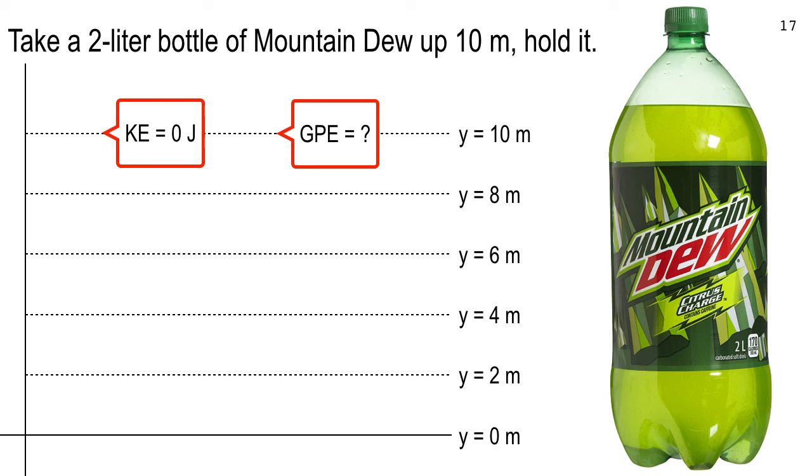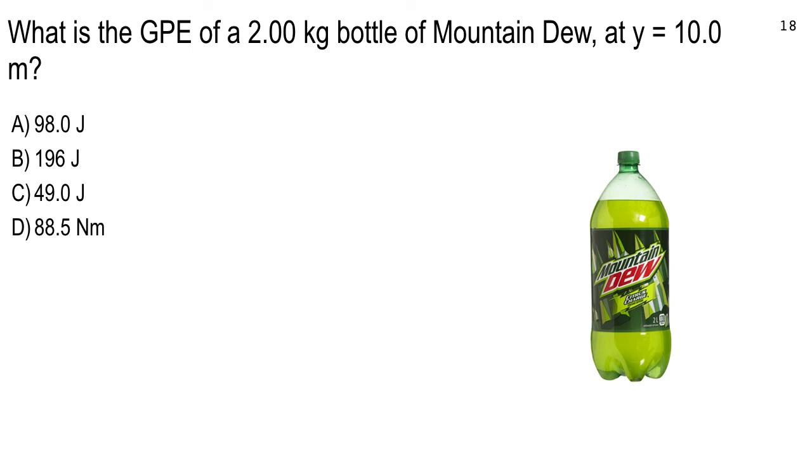And hit the refresh key because this is a multiple choice. All right. What is the GPE of a 2 kilogram bottle of Mountain Dew, 10 meters up? It's 0 at y equals 0. But at 10 meters up, it's a big positive number.